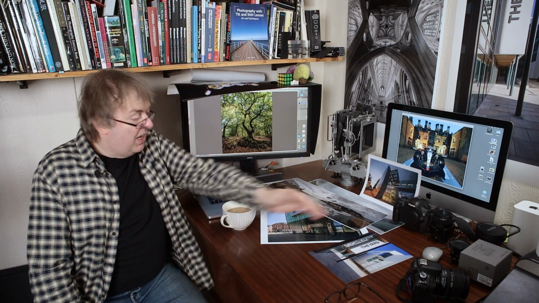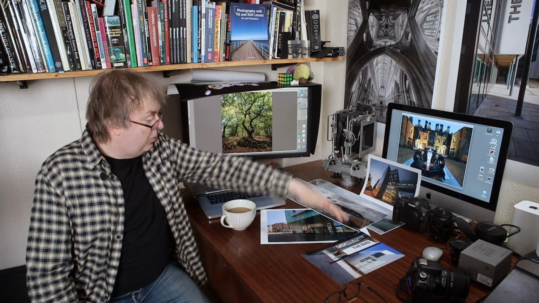Well, first of all, I'm in the UK, which means that this is A4 paper, for example. This is A3 plus, or 13 by 19. So sizes are different here. Sizes are different, I know, in the US, for example. And therein lies the difference. You need to know your market.